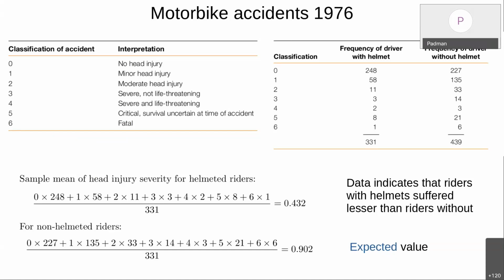See, we are trying to find out the expected severity. So we want something which makes sense for us, because we have an index for severity which is from 0 to 6. So we would like to get a value within that range. So if you normalize, what did you say you want to normalize? You want to normalize the frequency or you want to normalize the index? So the frequency. That may not change the answer, because rather than dividing by 331, you will not be dividing it because the sum will be 1. Oh, actually I made a mistake. For non-helmeted, it should be 439. So that will not change the answer.